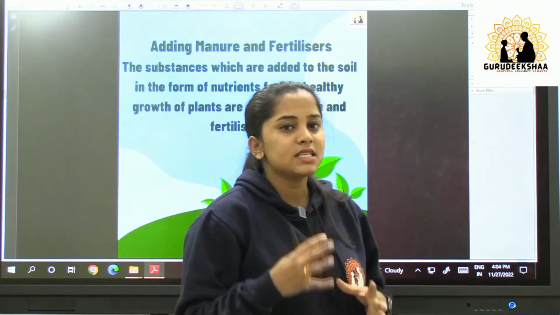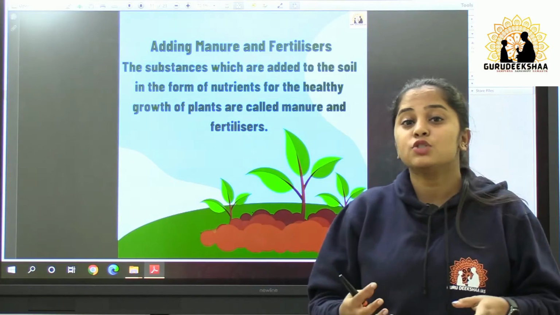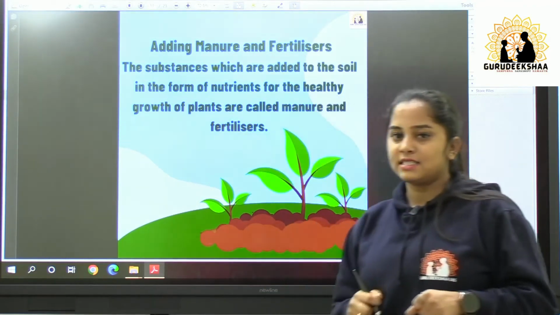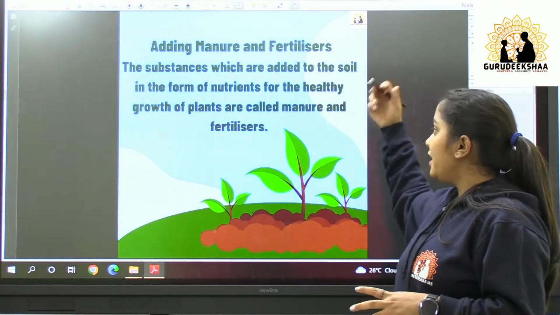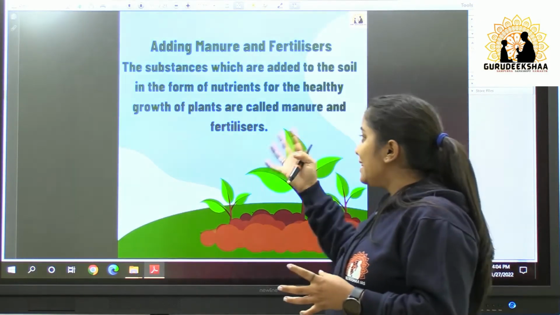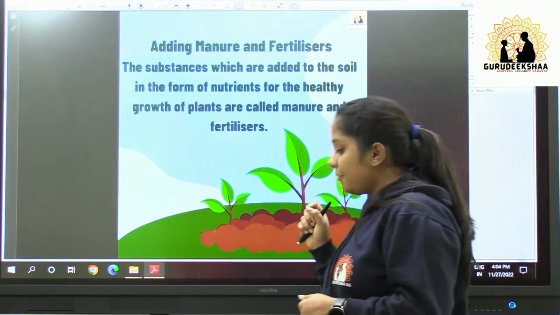Now what is the thing which has to be done? The manure or the fertilizers should be added, right? So adding the manure or the fertilizers, the substances which are added to the soil in the form of nutrients for a healthy growth of plant, are called manure and fertilizers.